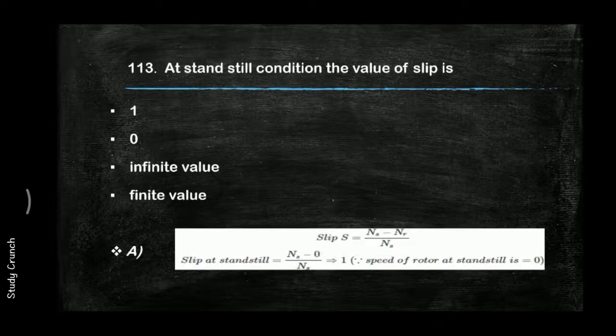Next, at standstill condition, the value of slip is 1. We know slip is (ns minus nr) upon ns, so (ns minus 0) upon ns will be equal to 1.